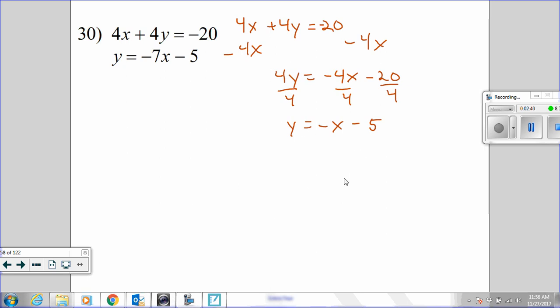Now my step 2 is to take the mx plus b for both parts and put them together. So I'm going to take this negative 7x minus 5 and set it equal to the negative x minus 5. So these two parts are being set equal to each other.